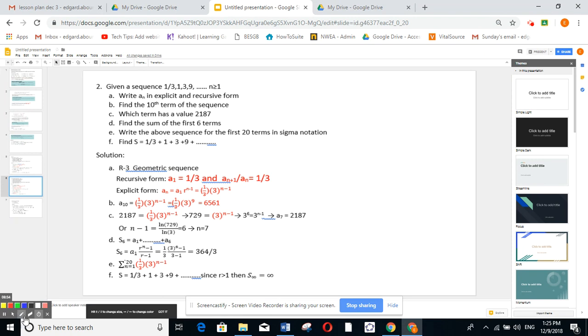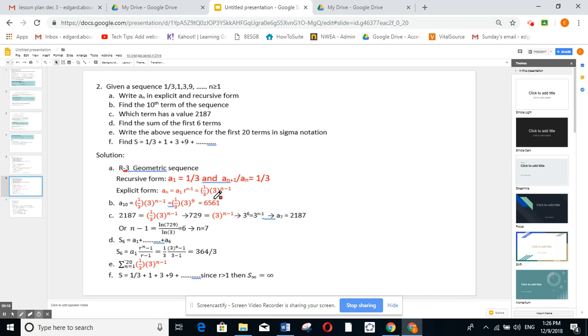Another example here, but we're going to start at 1. As you can see, I'm multiplying each time by 3. So r is 3. It's a geometric sequence. Write it in recursive form. a1 is 1 over 3, and any term divided by the term before it is 3. And if I want to write it in explicit form, this is the formula: a1 times r to the power n minus 1.